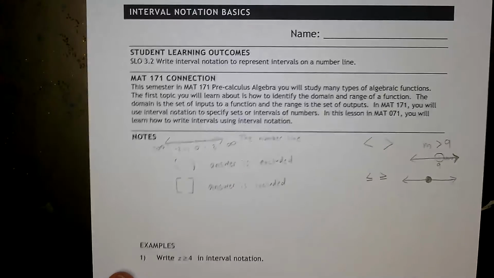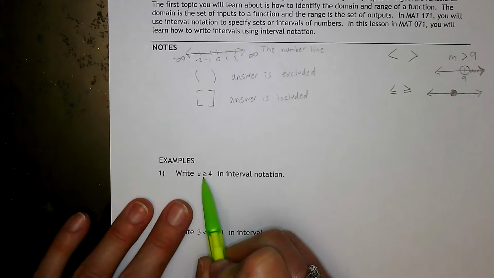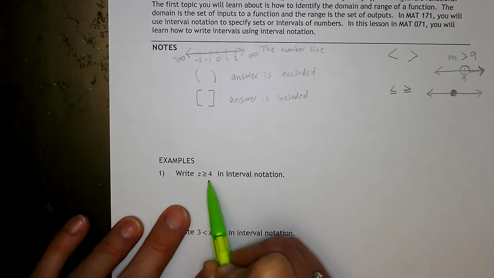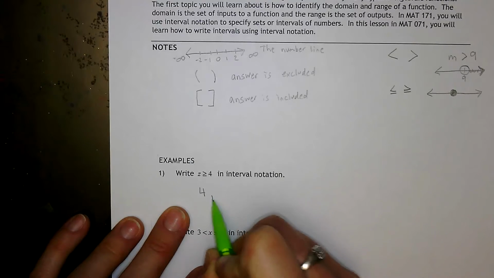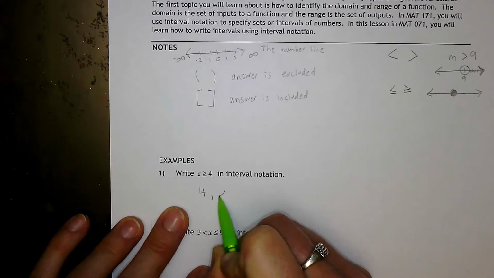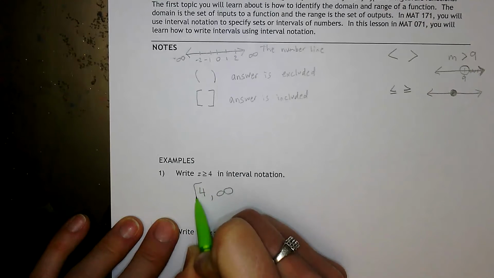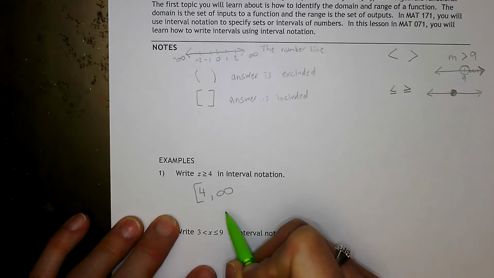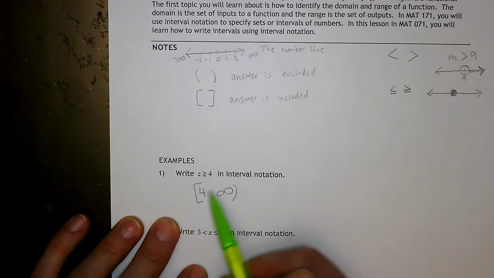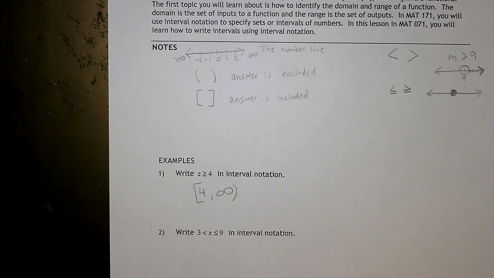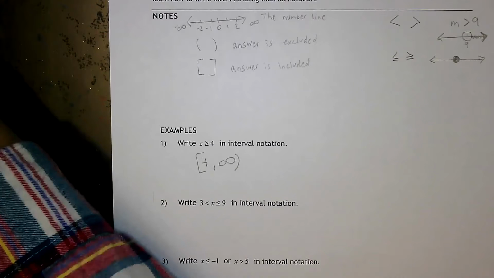So write z is greater than or equal to 4 in interval notation. Well, we are including 4 as the smallest number, and we want everything bigger than 4, so everything going to positive infinity. We want to include the 4, but infinity is not really a number, it's just as big as you can get, so we use parentheses always for positive and negative infinity. So we call this solution the set of all numbers from 4 up to infinity. All right, so our next example.